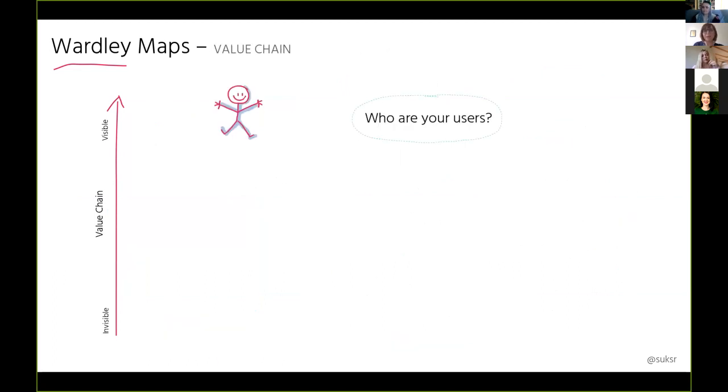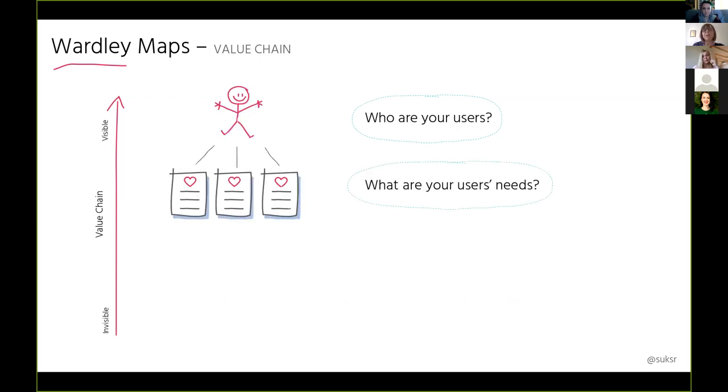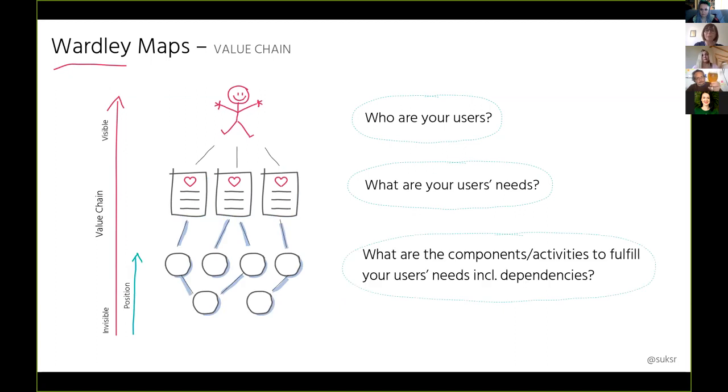Behind every user need, there is a value chain. It starts off with the first question: who are your users? So who are coming to you and searching for help? And what are the user needs? So what kind of problems do they have that they would like to get solved by you? And what are the components and activities that fulfill the user needs, either directly or indirectly by facilitating other components and activities in that value chain?